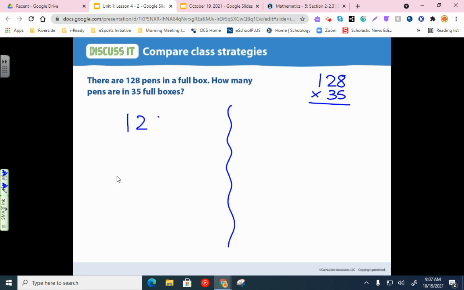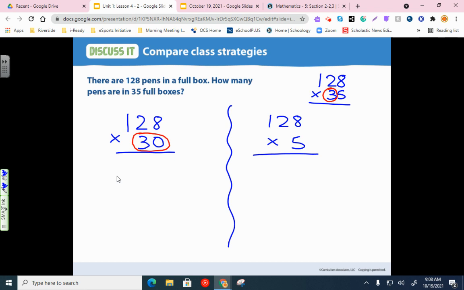I'm going to change this to 128 times 30. And then over here, I'm going to have 128 times 5. So as you can see, I took that 35 right here and broke it up into two spots. Now the reason I did that is to help us understand that this 3 right here is not a regular 3, like 3 in the ones place. That 3 is actually in the tens place. So that 3 actually equals 30, like it does over here. This 5 is in the ones place, so that is just plain old 5.